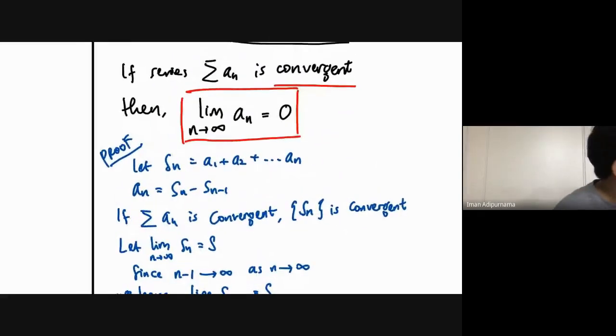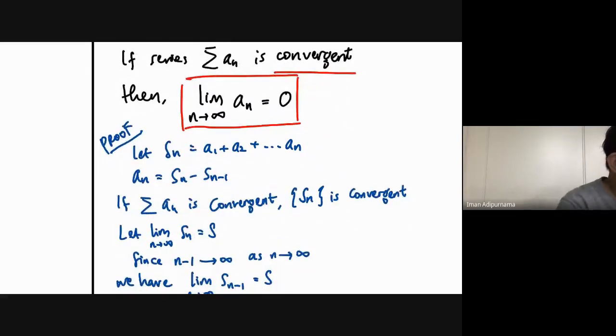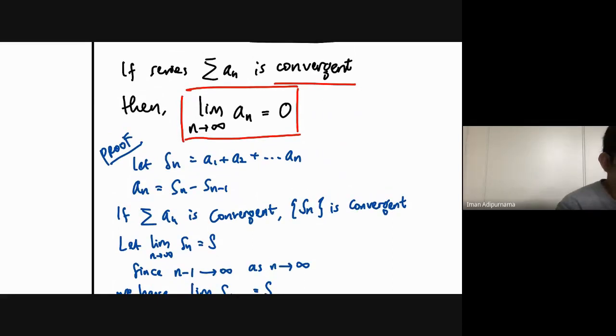So the very first test that you have in chapter 11 is called the divergence test. So whenever you have the series, if you know that the series is converged, then the limit value of the sequence will be 0. Okay.